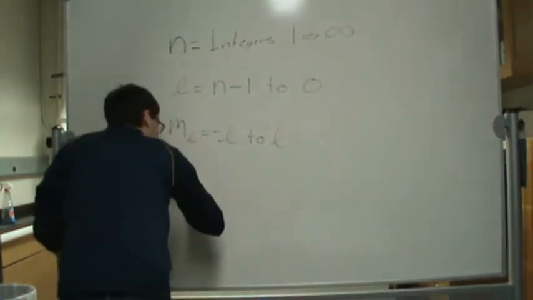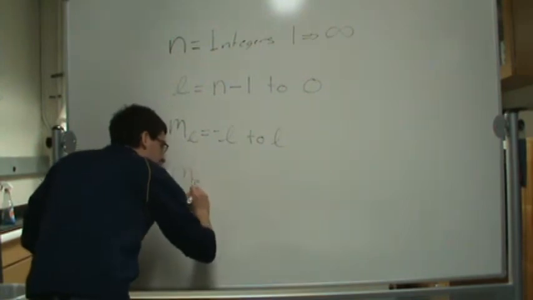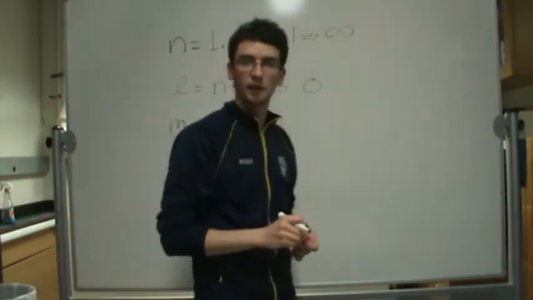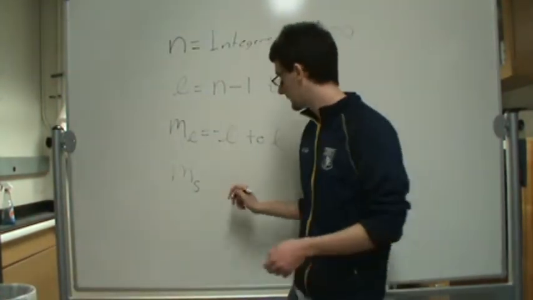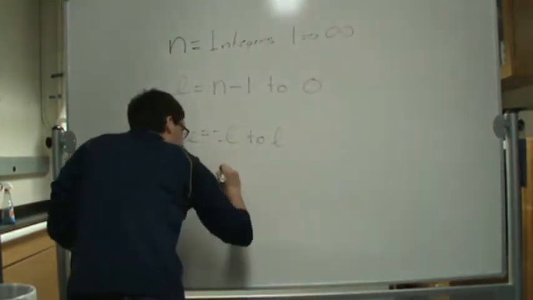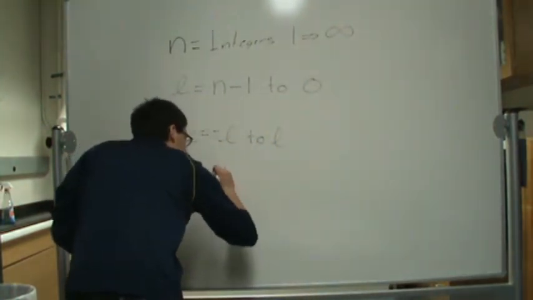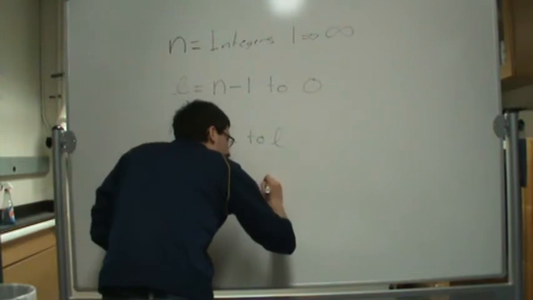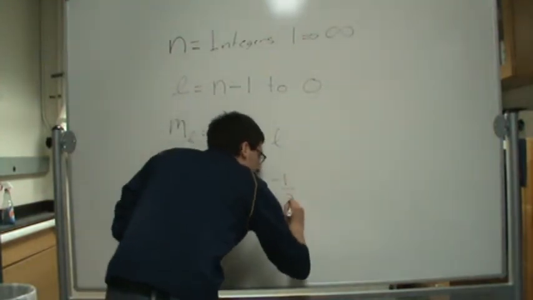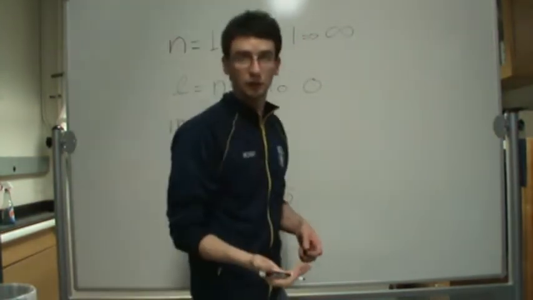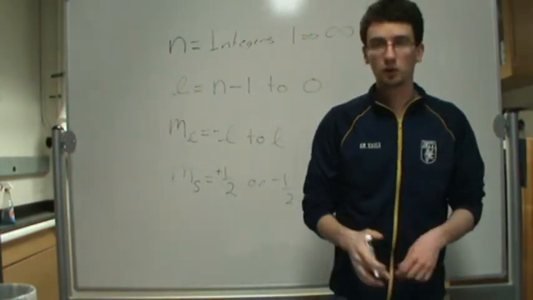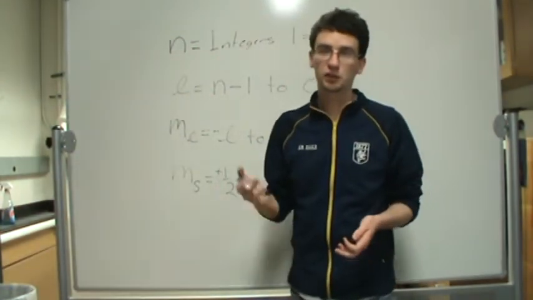Next, we have the simplest quantum number, MS, which is the spin quantum number. This can take on values of either plus 1/2 or minus 1/2, and this is for the spin of the electron. So let's get into what these numbers actually mean.